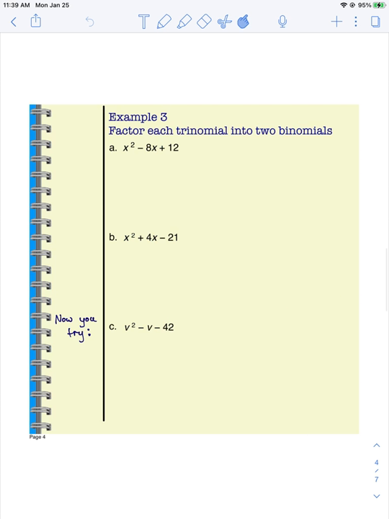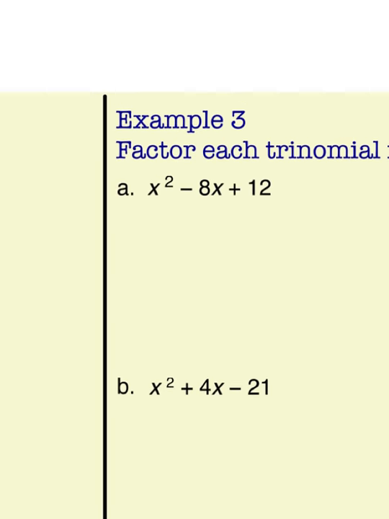All right, so now we're going to try factoring with some negatives in there. We're going to do the steps the same way. We're going to start by finding our magic numbers. They need to multiply to 12 and add to negative 8. If I think of factors of 12, I have 1 and 12, 2 and 6, 3 and 4.